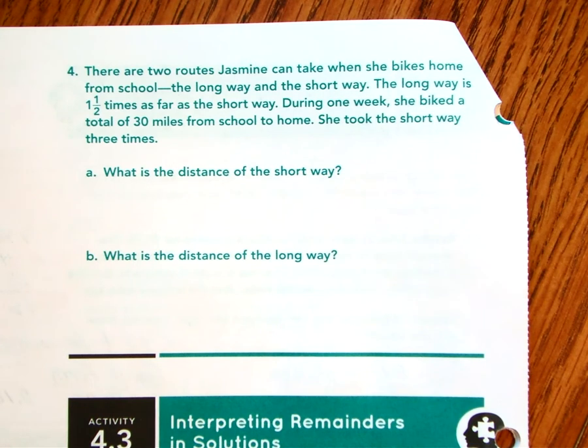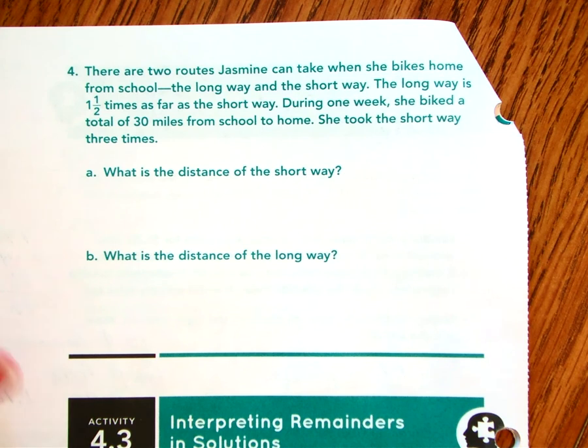There are 2 routes Jasmine can take when she bikes home from school. The long way and the short way. The long way is 1.5 times as far as the short way. During 1 week, she biked a total of 30 miles from school to home. She took the short way 3 times.